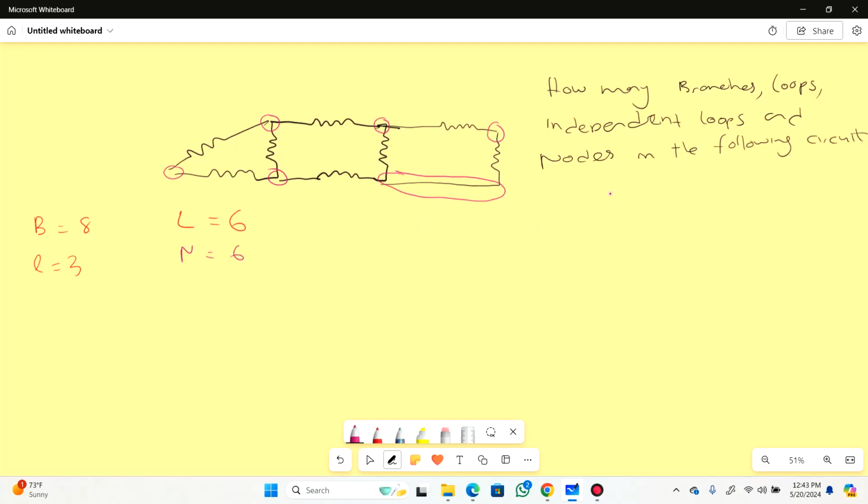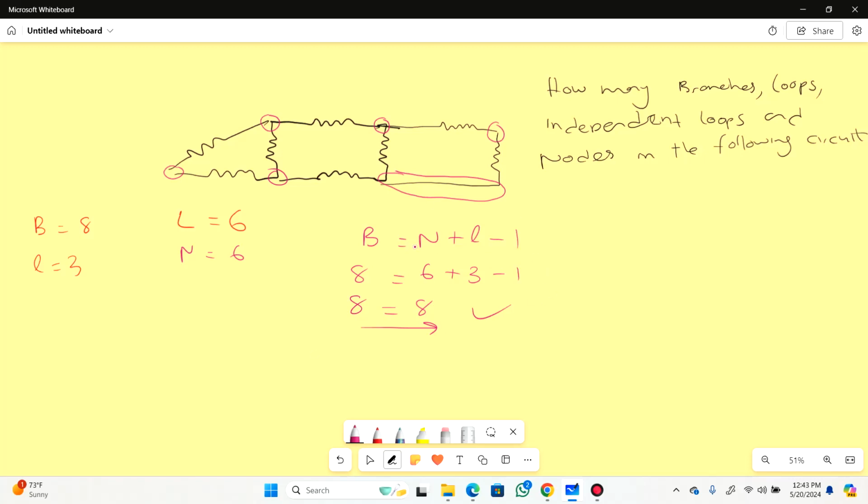Now let us confirm using our formula, given as b is equal to n plus independent loops minus 1. So my b is 8, which is equal to n, 6, plus 3 minus 1. So 3 minus 1 is 2, 6 plus 2 is 8. So in that case, this is correct.